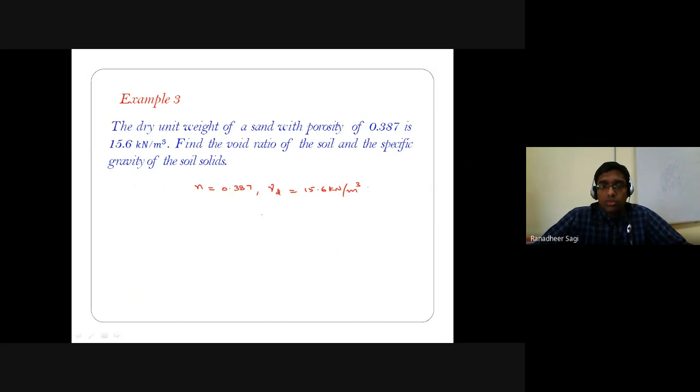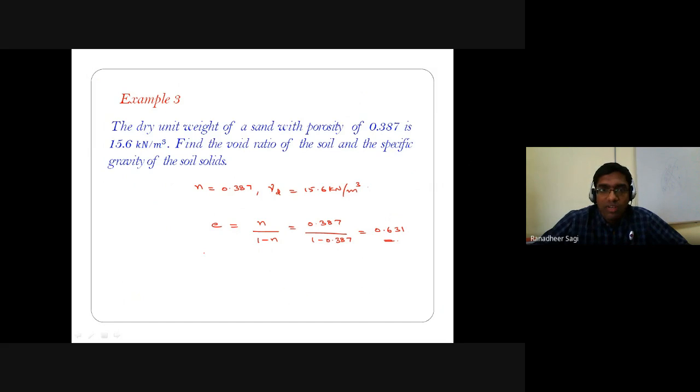So what we are asked to calculate is the void ratio of that particular soil and the specific gravity of the soil solids. If I want to calculate the void ratio given porosity, I can calculate it based on the relation between porosity and void ratio: e is equal to n by 1 minus n. Where n is nothing but 0.387, so 0.387 by 1 minus 0.387, which gives you the void ratio of the soil. We'll be getting the void ratio of that particular soil to be 0.631.